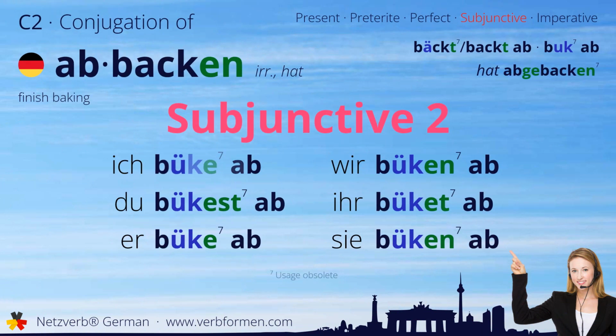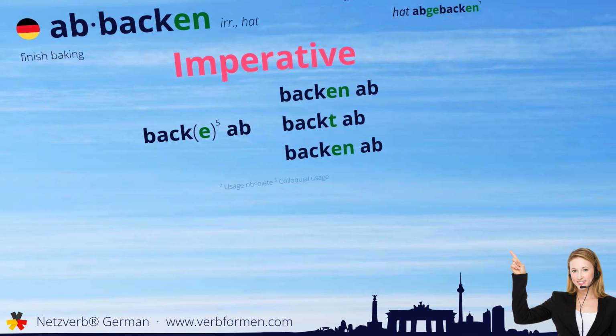Ich büge ab. Du bügest ab. Er büge ab. Wir bügen ab. Ihr büget ab. Sie bügen ab. And finally, we'll cover the imperative.